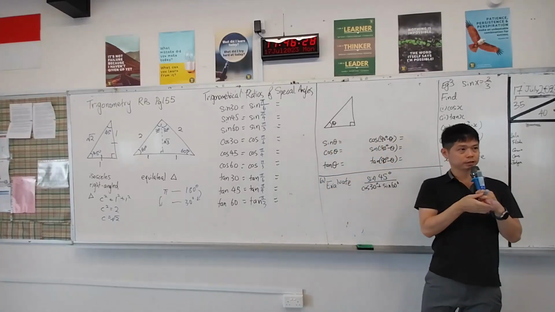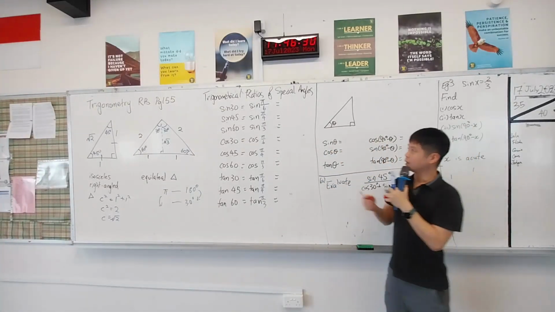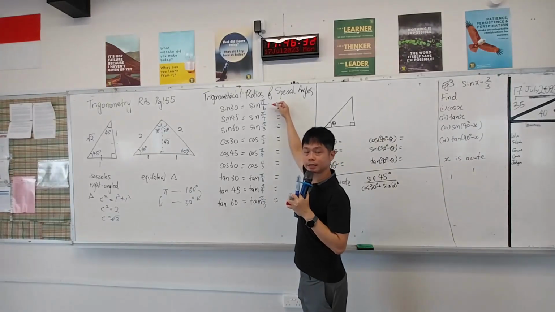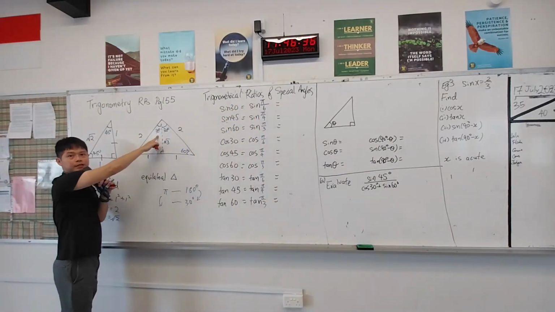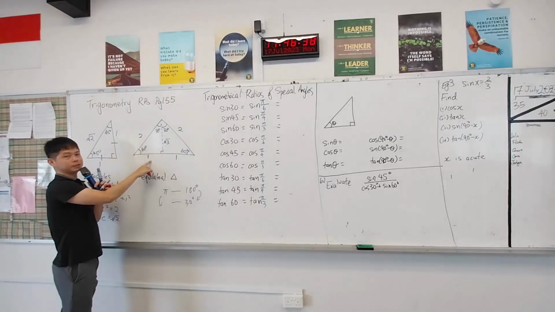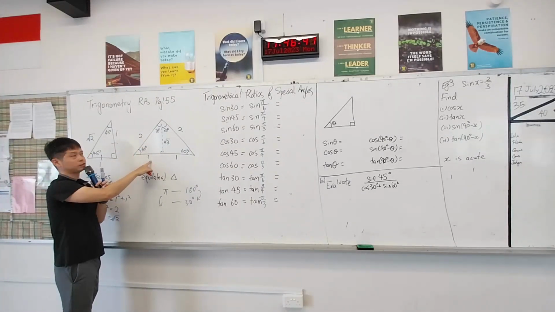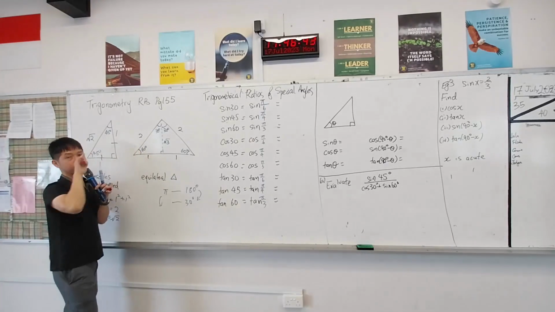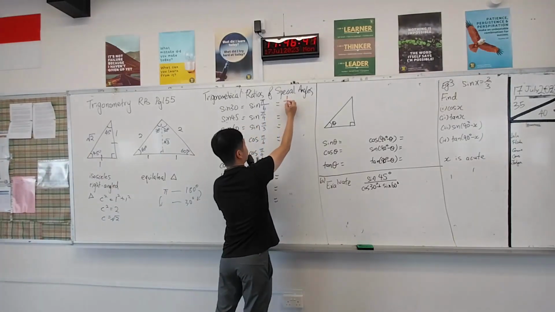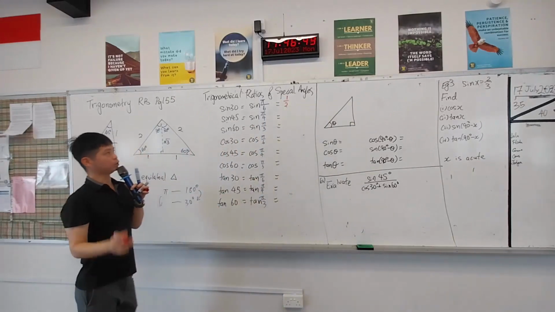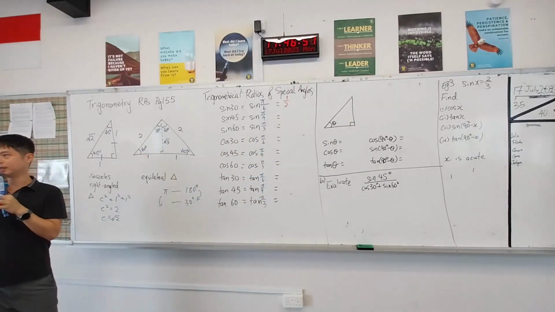Now, how do I find sine pi over 6? So it's sine 30. You look for this triangle here: sine 30, opposite over hypotenuse. What's the answer? 1 over 2. I will show you three only, then I'll teach you a shortcut.